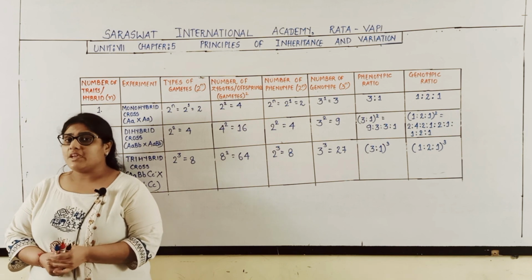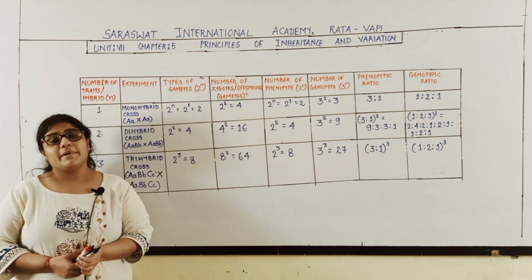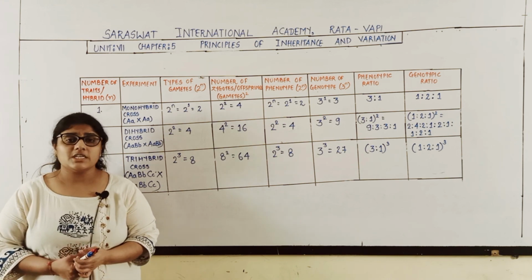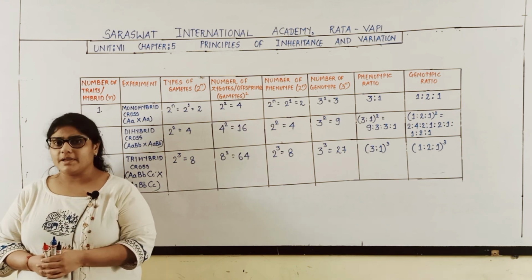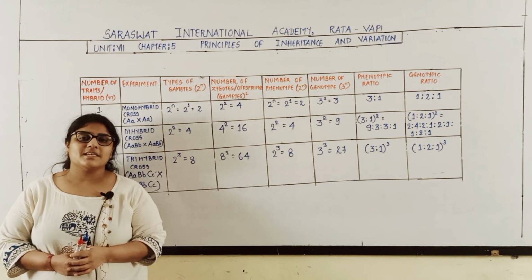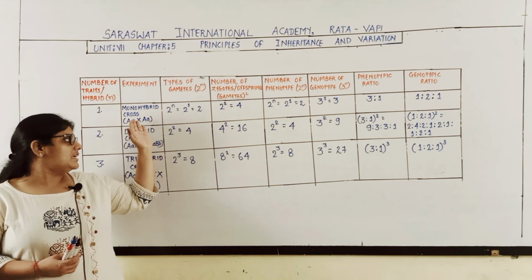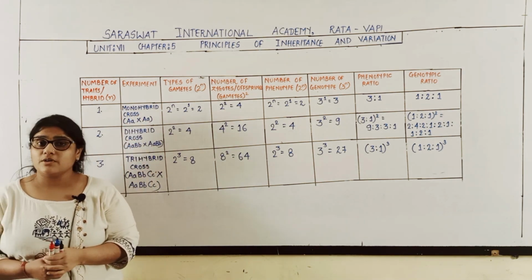So students, today we have studied Mendel's dihybrid experiments, and a very important conclusion derived from it was the law of independent assortment. We have also studied that. We have also studied the results obtained from the various monohybrid, dihybrid and trihybrid crosses.